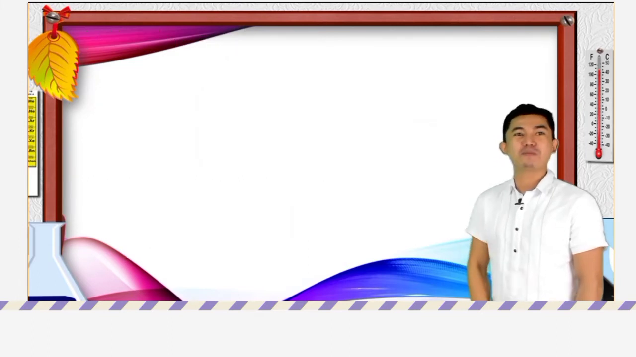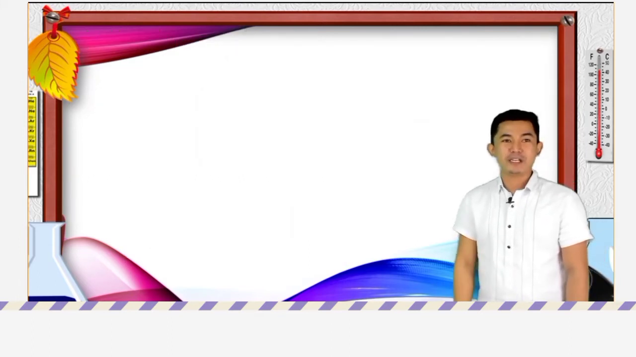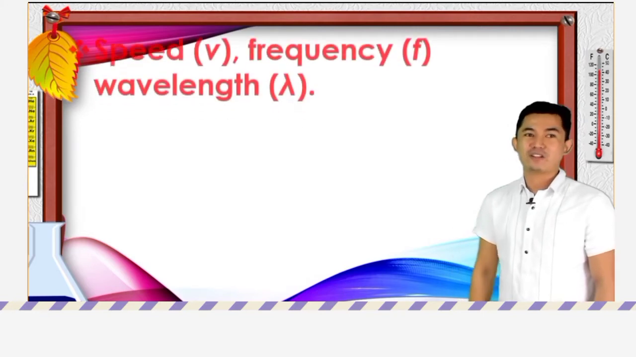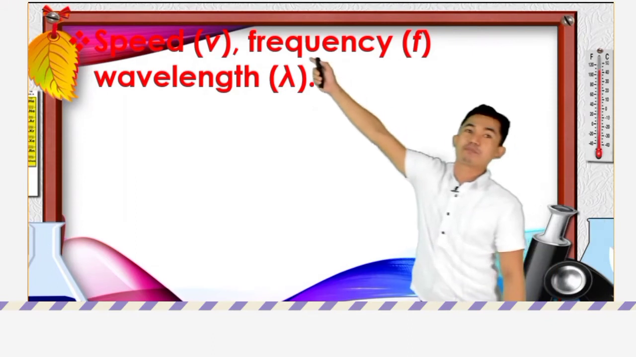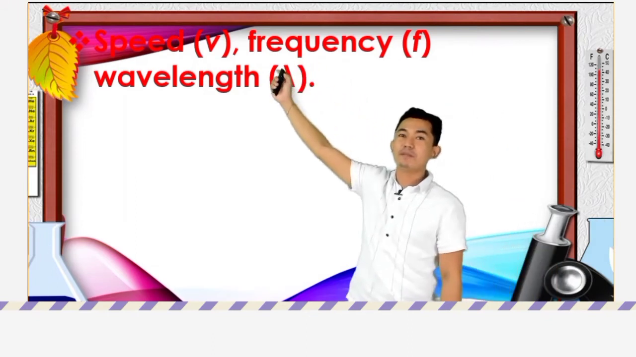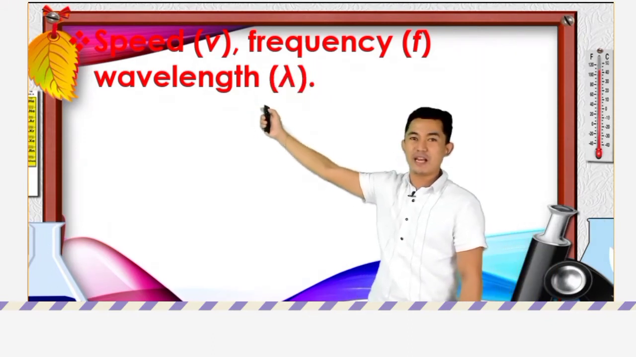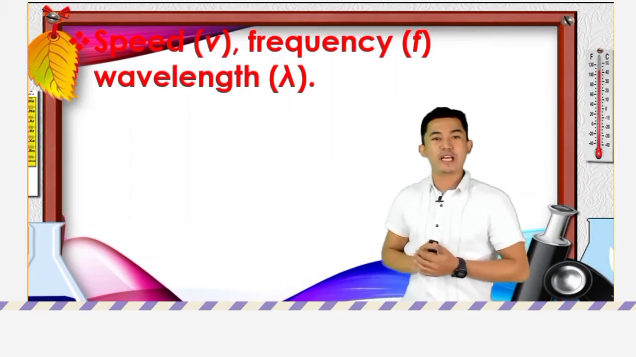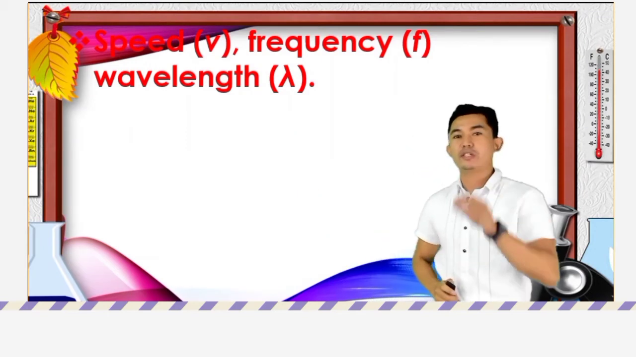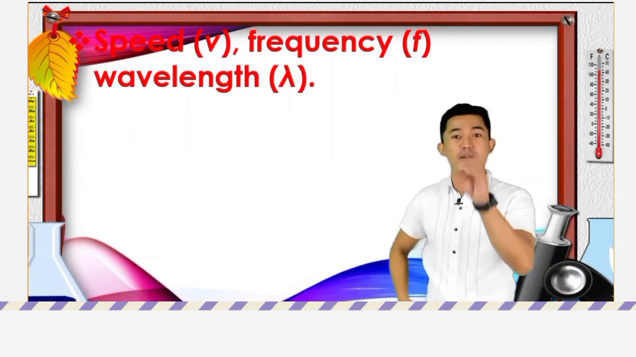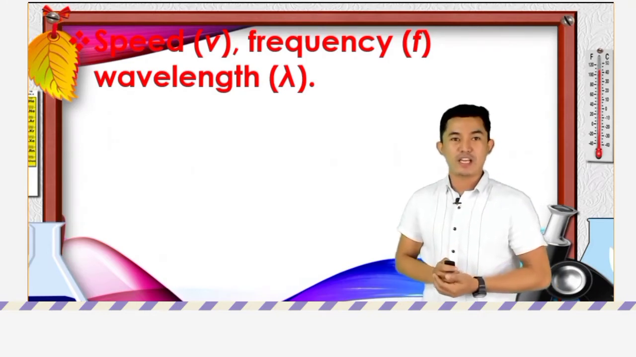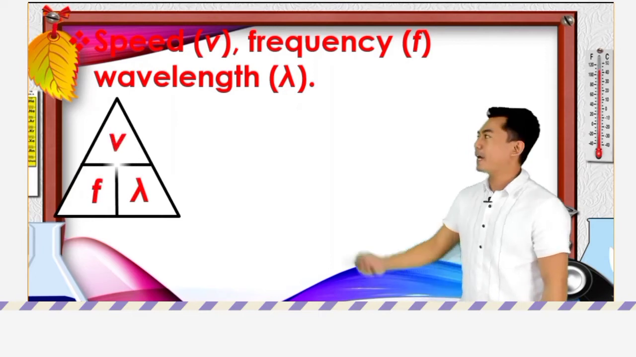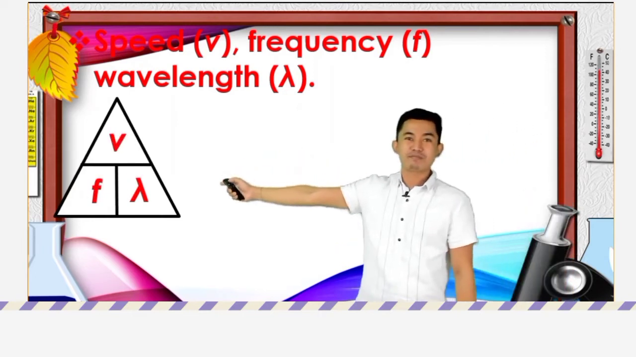Okay, let us move on now to the next slide. And it is all about, again, those three words. We have the speed, we have the frequency, and we have the wavelength. So, class, I want you to take down notes of those words and symbols because these are very important in order for us to compute something. Okay? So, I prepared here a triangle.